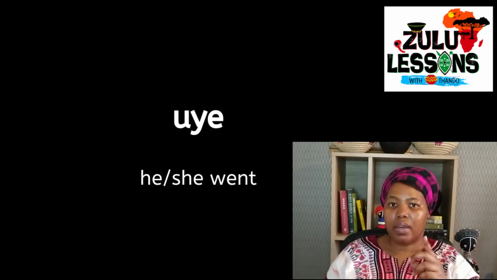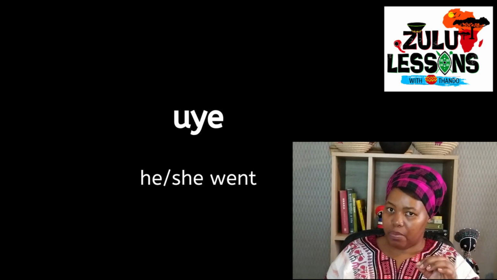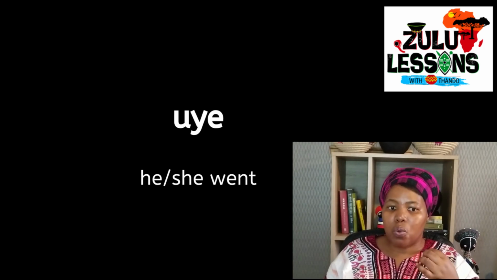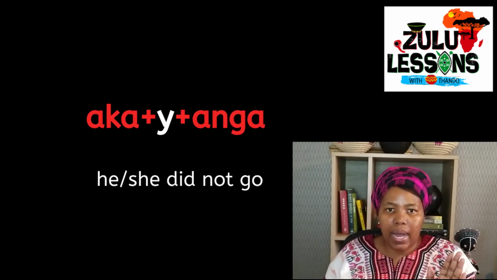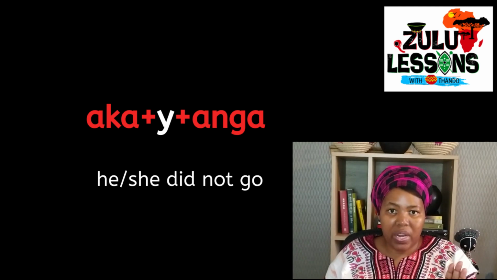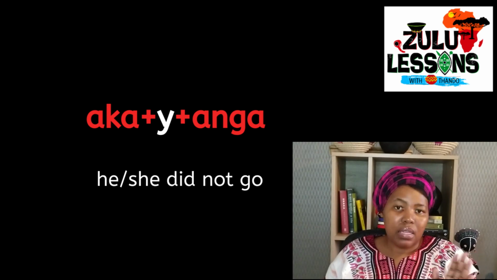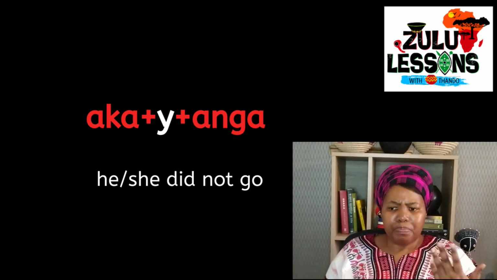However, the one for he or she also starts with a u, but we are not changing that by putting in another vowel between the two of them. We're changing it altogether and saying aka, and it's something you just have to memorize. Akayanga, he or she did not go. So that's that, my friend, on the verb ya, which means to go to or to go in isiZulu.